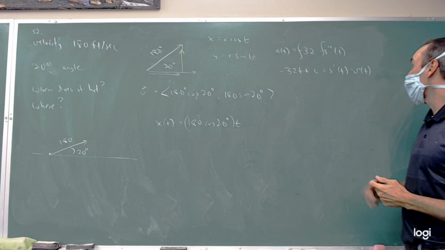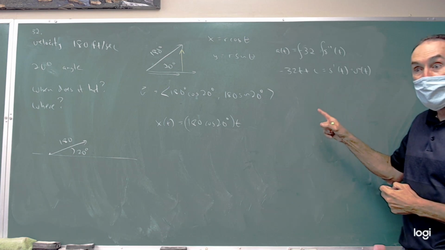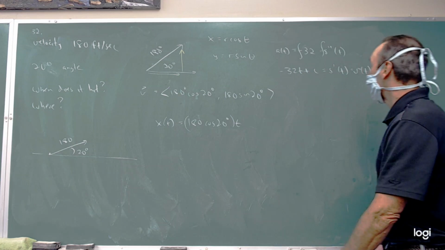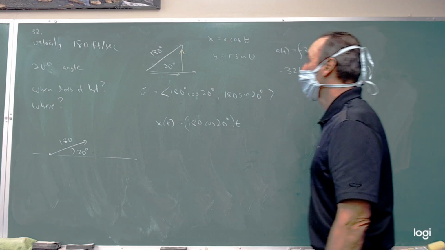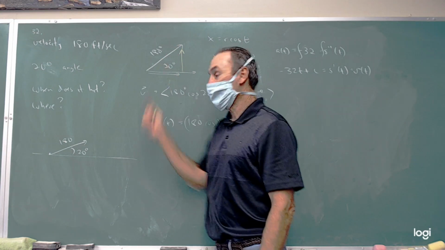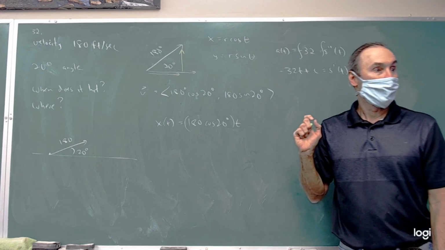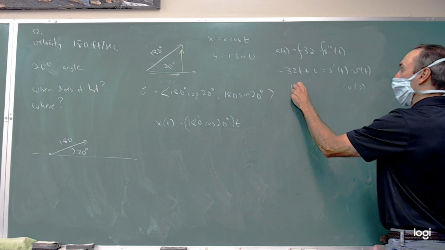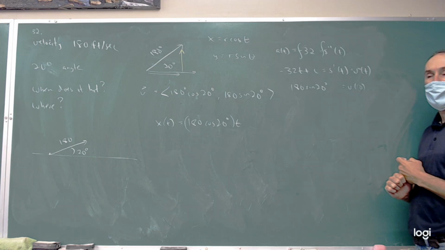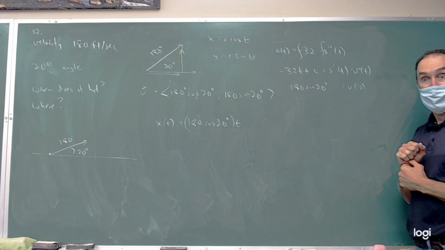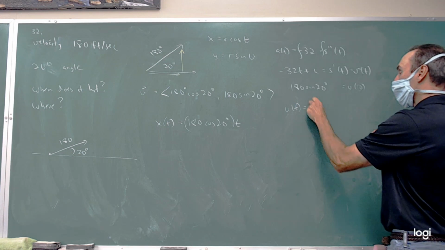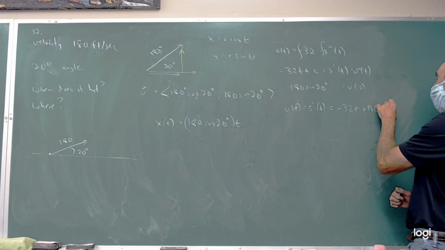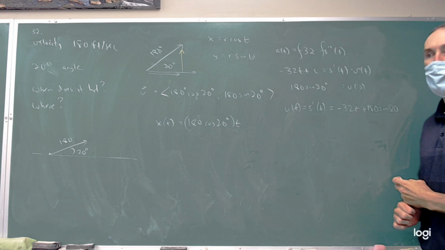We know that in our case, at time 0, the initial velocity is 180. But actually the velocity vertically is going to be 180 times sine 20. So v of 0 is equal to 180 sine 20 degrees. That becomes our c. So now our velocity, which we know is the first derivative of position, is going to be negative 32t plus 180 sine of 20, period, end of story, for velocity.